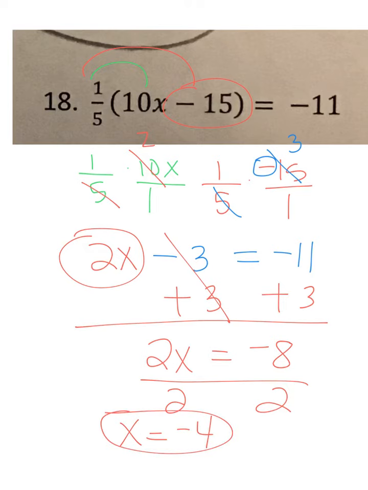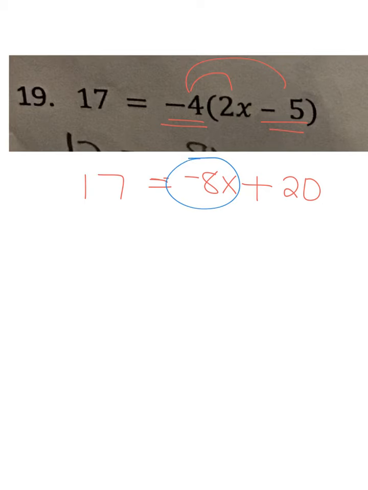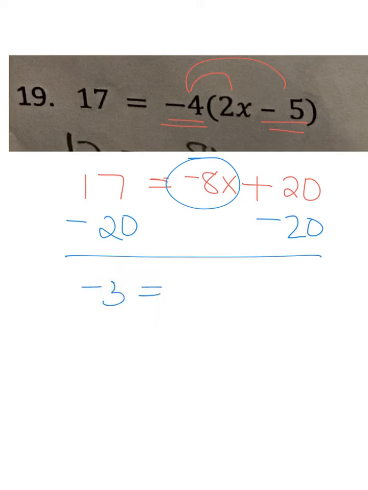Okay, 19. Distributive property. This is negative 8x. And then negative 4 times negative 5, positive 20. We don't do a double sign. And then this equals 17. I'm going to circle the negative 8x, which means I want to get it by itself, because I'm solving for x. So I'm going to subtract 20 from both sides. I get negative 3 equals negative 8x.